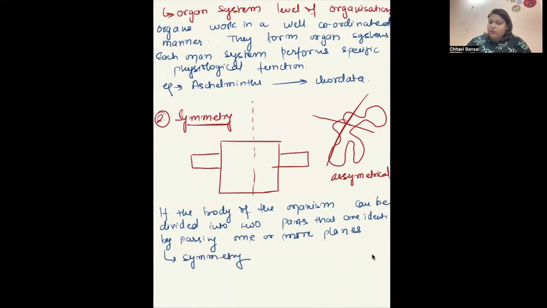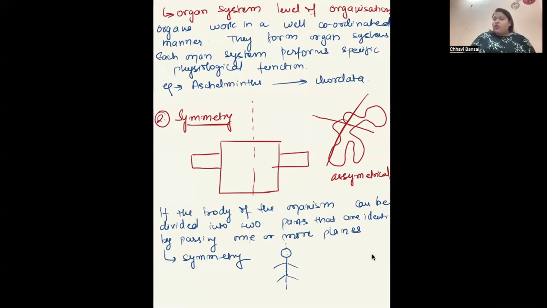For example, the human body. I'm going to draw a very lame human body right now. But if I pass a plane from here, it will divide the body into two identical halves, right? Left and right. This is also a symmetry. Okay. So whenever there is any plane that is able to pass through the central axis of the body, which will divide it into two identical halves, then that organism or thing has symmetry.